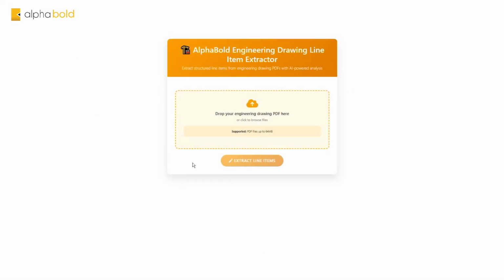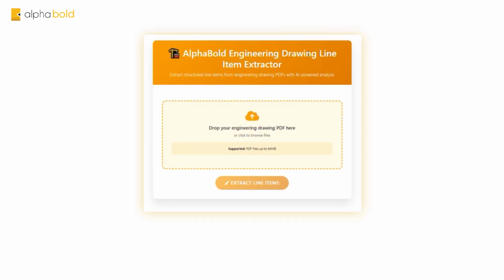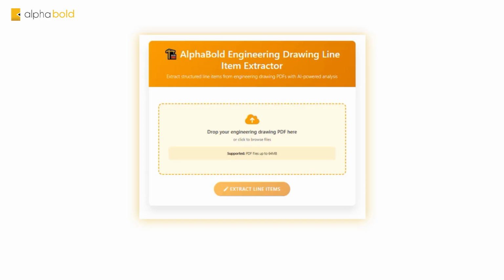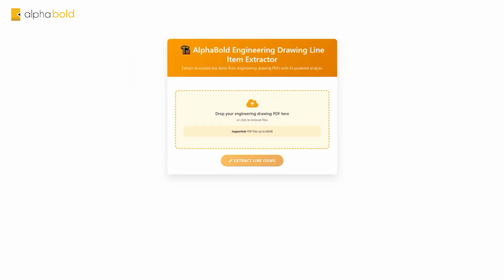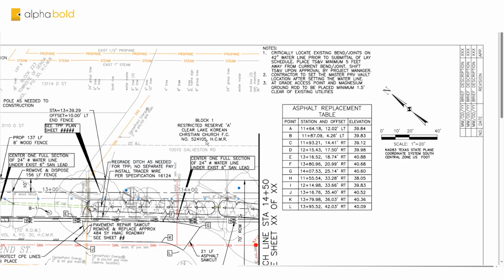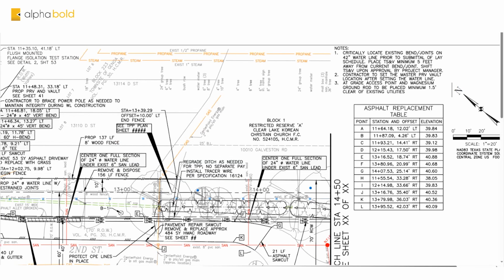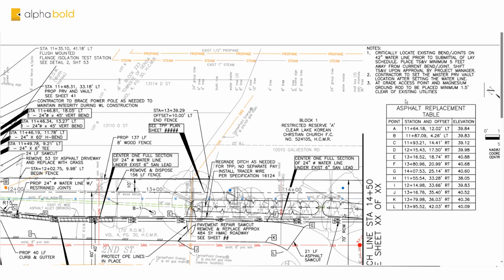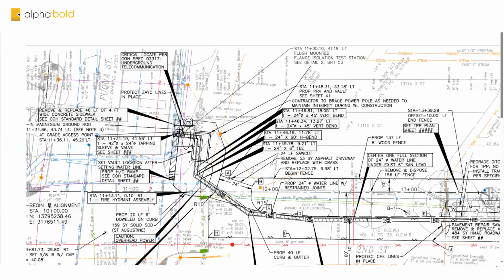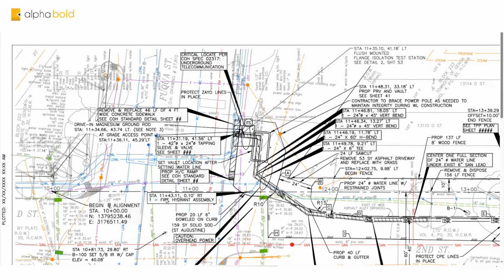So the first example that I have here is an engineering drawing line item extractor. Let me show you a civil engineering drawing that I pulled from the web. This is an example of an architectural drawing for a water line installation, and you can see it has tons of artifacts, but one of them is this fire hydrant.